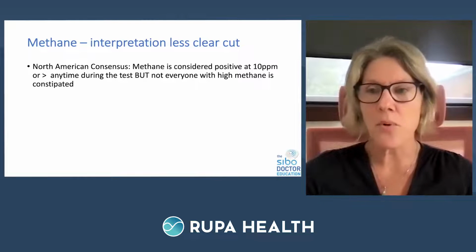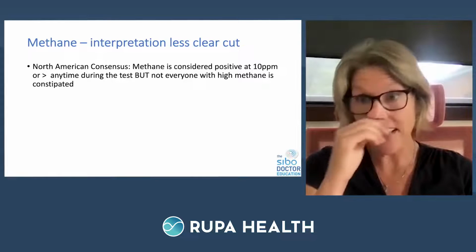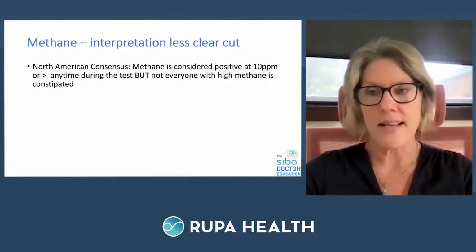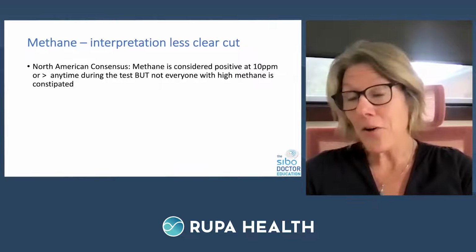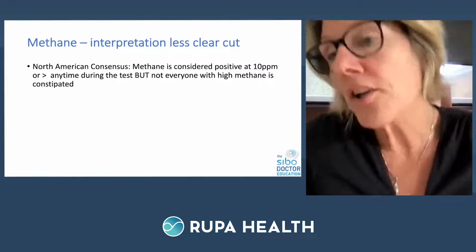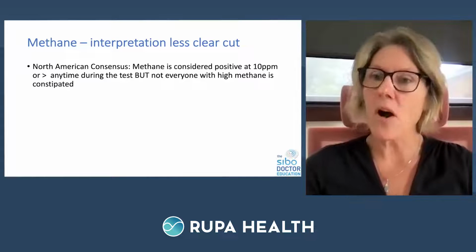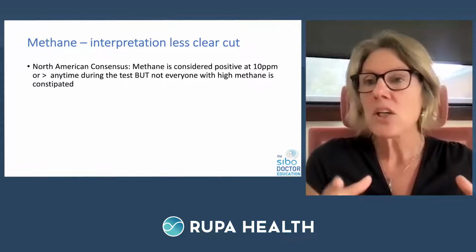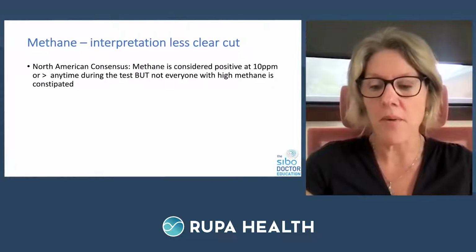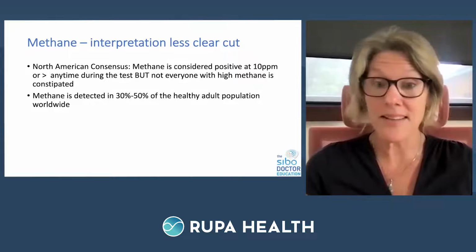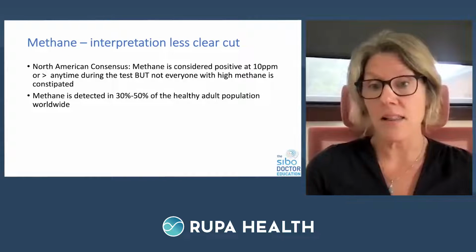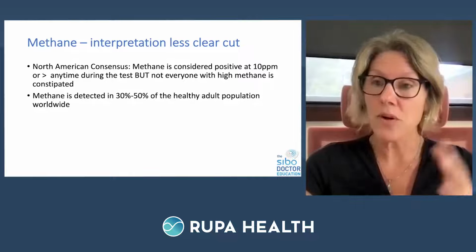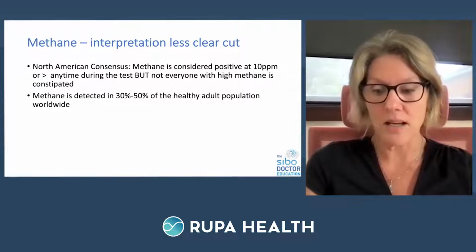So I'm a little bit more cautious with the diagnosis, but this is the guideline, that if you have somebody positive at any point in the test at 10 parts per million. And then, you know, I have patients that basically started with, let's say, 50 parts per million, and we've brought them down to 15, and they're no longer constipated, and we may actually stop treatment at that time. So this is a bit more fluid in my mind. And part of that is also because methane can be detected in 30 to 50% of healthy adult population worldwide. So this is a little bit of a problem when we're doing cut and dry kind of diagnosis with methane.